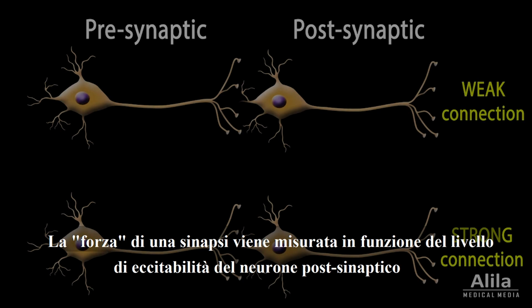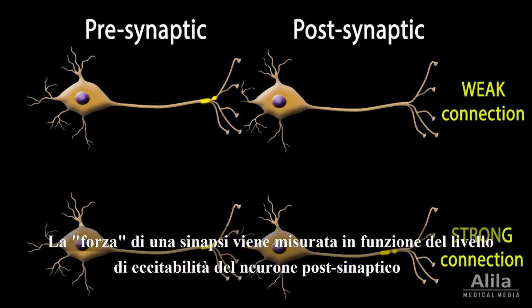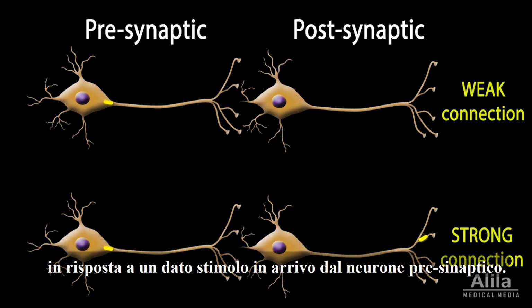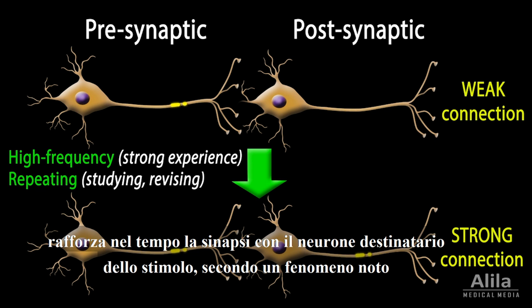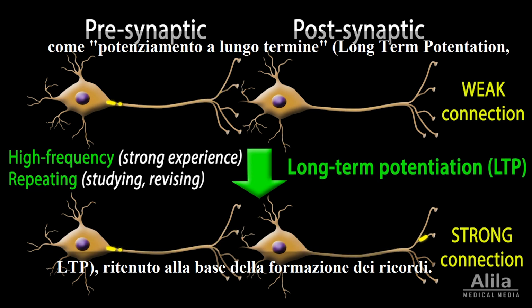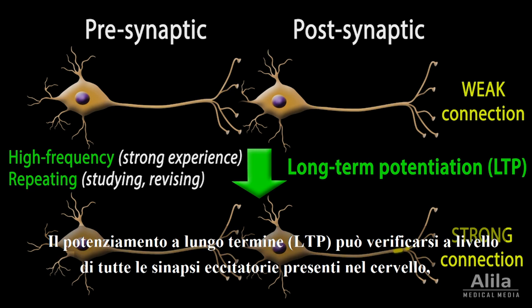The strength of a synapse is measured by the level of excitability or responsiveness of the postsynaptic neuron in response to a given stimulus from the presynaptic neuron. High-frequency signals or repeated stimulations strengthen synaptic connections over time. This is known as long-term potentiation, or LTP, and is thought to be the cellular basis of memory formation.